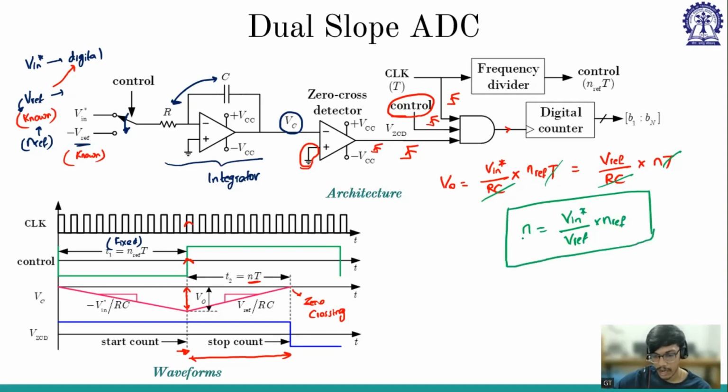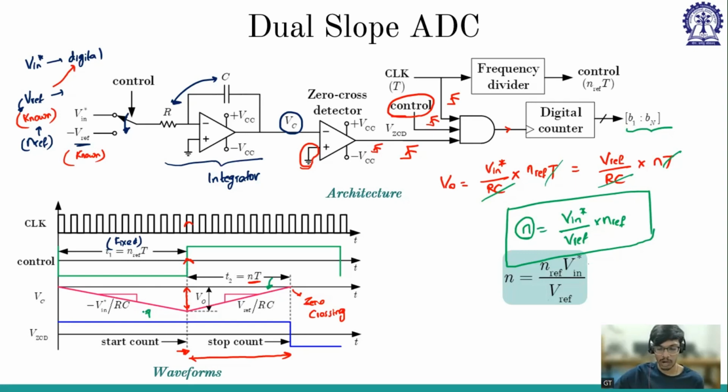So this is my output. Here, this N will be coming in terms of bits. So my N is nothing but N reference into V in star by V reference. So why is it called a dual slope? There are two slopes here and here, because of which it is called a dual slope.